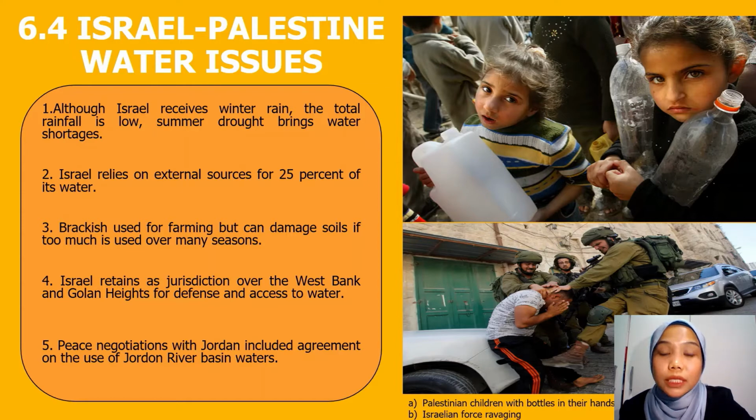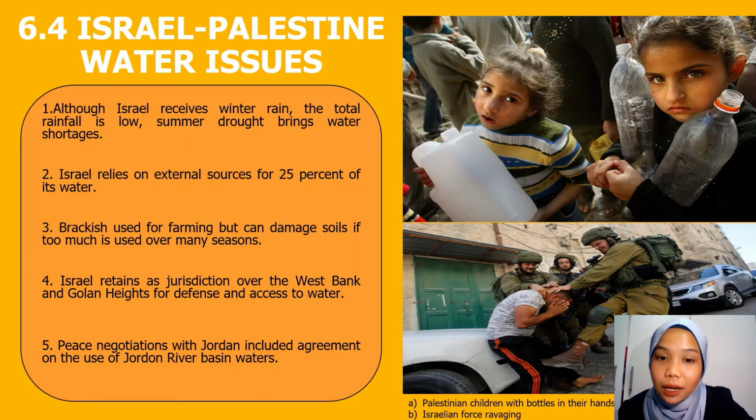Although Israel receives winter rain, the total rainfall is low, and summer drought brings water shortage. Great efforts made it possible to supply water to dry areas and to manage the environment efficiently. Despite such careful management, internal groundwater sources are now fully used, and Israel relies on external sources for 25% of its water.